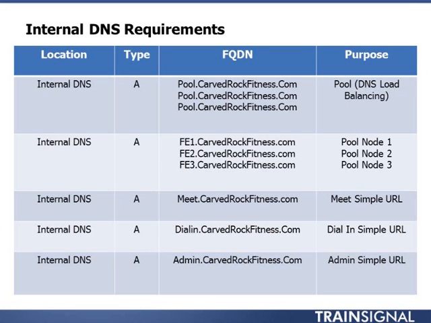And again, that would map down to the VIP of my hardware load balancing appliance. The third entry I have is my front-end servers. The front-end servers have to have their host names mapped down to IP addresses, just like other servers on your network. So I have a host entry for front-end server 1, front-end server 2, and front-end server 3.carveroutfitness.com. You can also see some examples of my simple URLs. I have my Meet Simple URL, which is used for joining into meetings, my Dial-In Simple URL for gaining access to the Dial-In conferencing webpage, and my Admin Simple URL, which is used for gaining access to the administration console, my control panel. These three URLs would typically map down to the pool, the front-end pool.